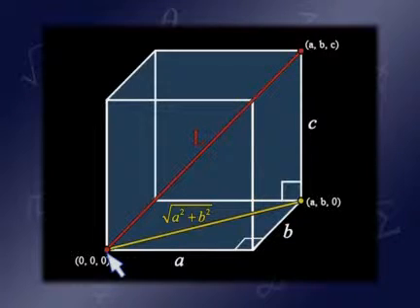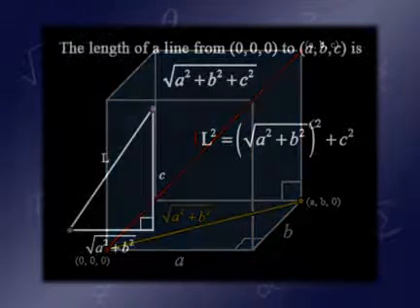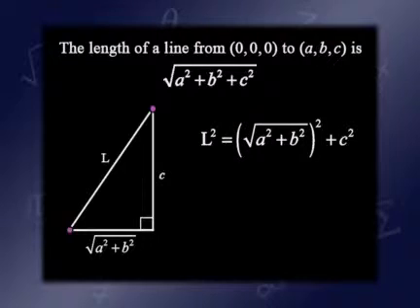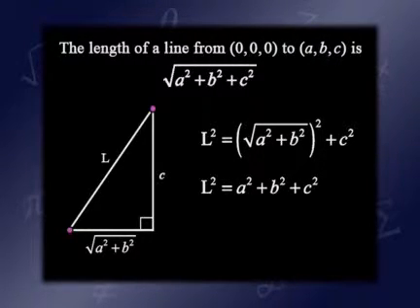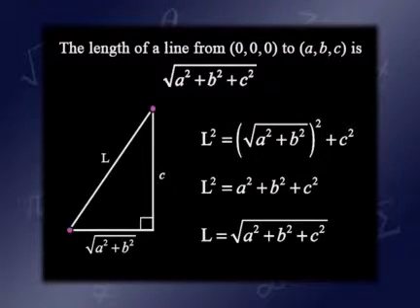So the length that we're interested in looking at is going to satisfy L squared equals the square of the square root of a squared plus b squared, plus c squared. But when you square a square root, the square root goes away, and we're left with a squared plus b squared plus c squared. In other words, the length of that line is the square root of a squared plus b squared plus c squared, which is a very attractive looking formula. The length of a line from 0, 0, 0 to ABC is the square root of a squared plus b squared plus c squared.